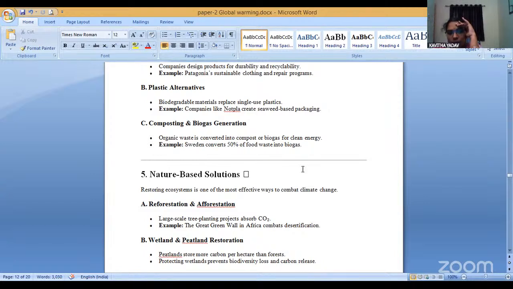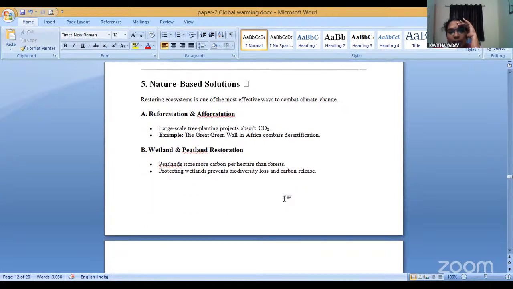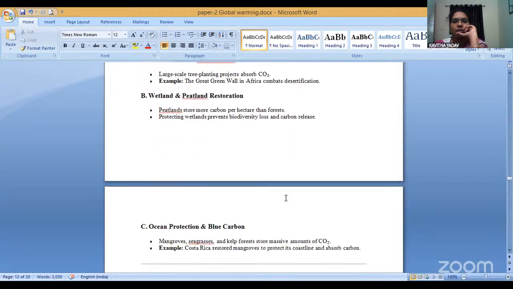Reforestation and afforestation, large-scale tree planting projects absorb carbon dioxide. The Great Green Wall in Africa combats desertification. Wetland restoration: wetlands store more carbon per hectare than forests. Protecting wetlands prevents biodiversity loss and carbon release.